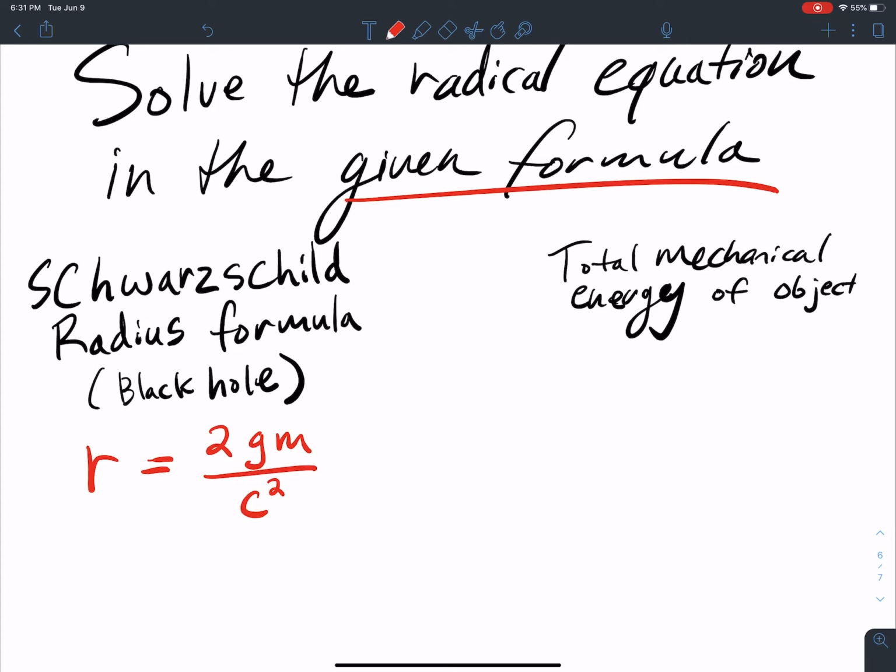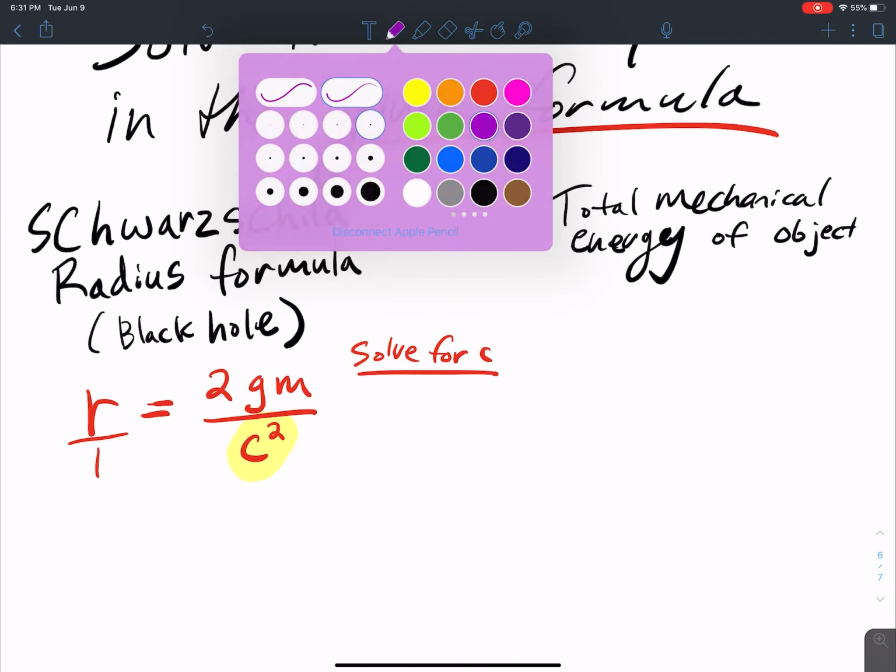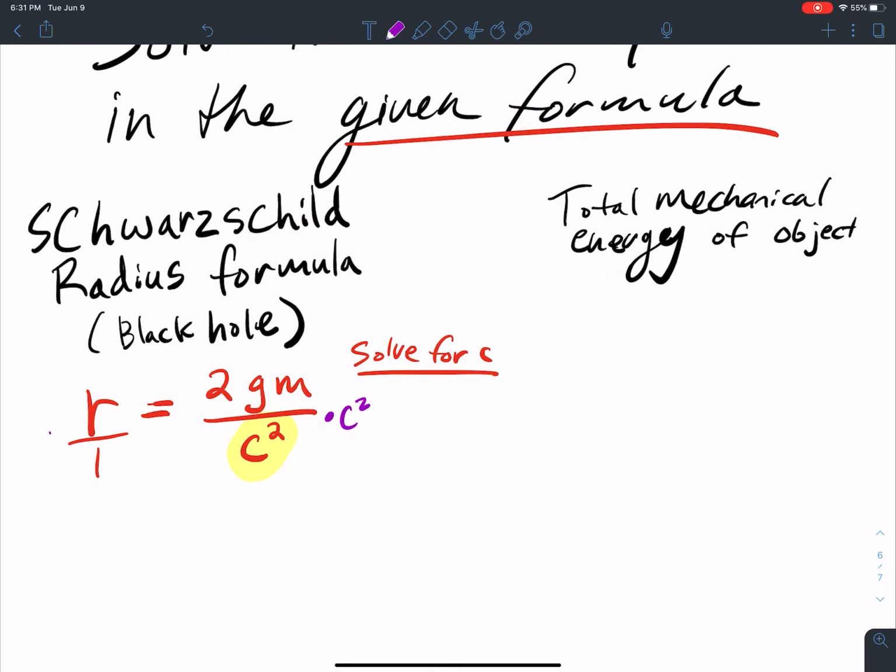Now, in this problem, I want to solve for c, the speed of light here. So how do I do that? Well, I need to get c by itself. The first thing I'm going to do is multiply both sides of the equation by c squared. I get c squared times r equals 2Gm.